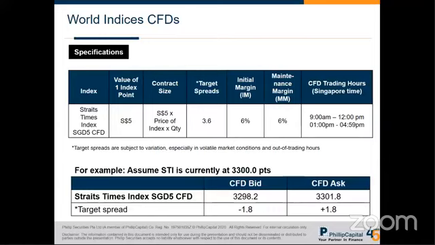Okay, so I'll show you an example of how this STI index is quoted at 3,300. If you see from the cash market, the CFD bid, this is the price for you to sell your contract, will be 3298.2, which is negative 1.8 because the full spread is 3.6. So the middle price minus 1.8 will be your selling price. If you're intending to purchase at this level, the purchase price will be 3301.8, which is plus 1.8 points.